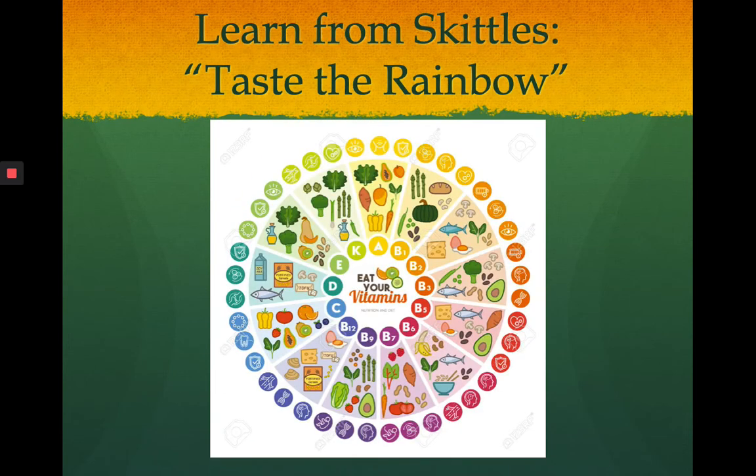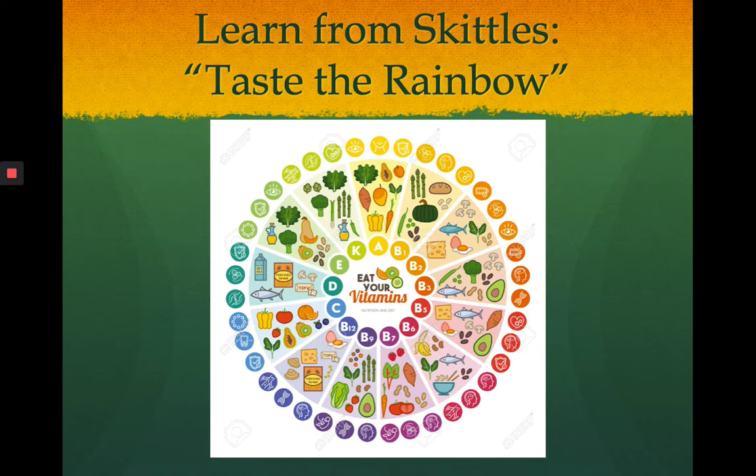One way that I like to look at it is we can learn something from Skittles, where they say taste the rainbow. It's the same with our food. The greater variety of colorful foods that we eat, the more vitamins and minerals we'll be able to get, because certain vitamins and minerals are found within certain colors of foods. So that's something to keep in mind.